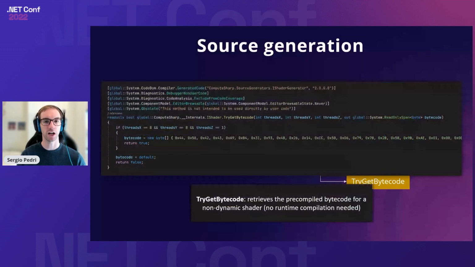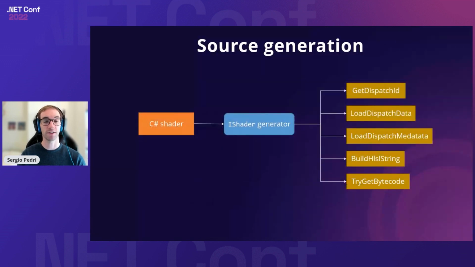Now, this is entirely optional. If this hadn't been the case, then we would have also had a fallback path here, automatically invoking the DirectX shader compiler to get the bytecode at runtime. This is just to give you a general idea of the kind of work that ComputeSharp is doing for you behind the scenes automatically so that you don't have to worry about any of this.